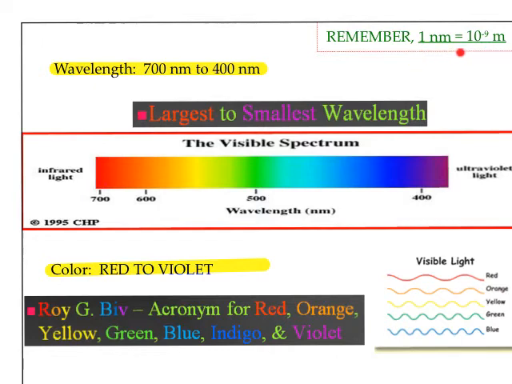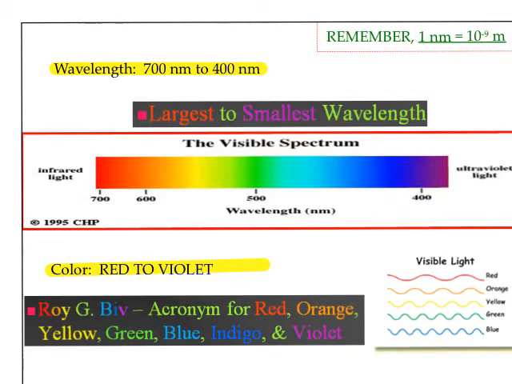Remember that nano is 10 to the negative ninth, so you're going to need to know how to do that conversion. And if you're familiar with the acronym ROY G. BIV for our rainbow, that's going to show us that the color starts at red at 700 nanometers, and then it proceeds through orange, yellow, green, blue, indigo, and violet is at the 400 nanometer end of the spectrum.